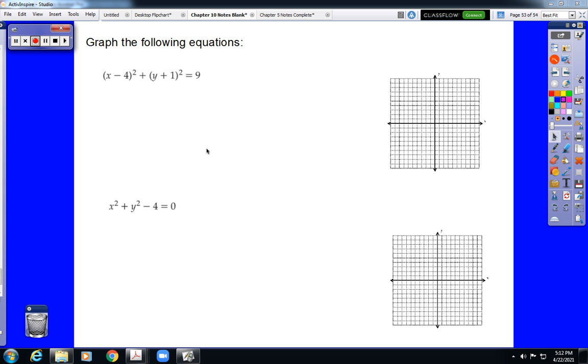So, again, when we are in standard form, we are talking about being in the format (x minus h) quantity squared plus (y minus k) quantity squared equals r squared, where the center of our circle is the point (h, k), and the radius of our circle is r.